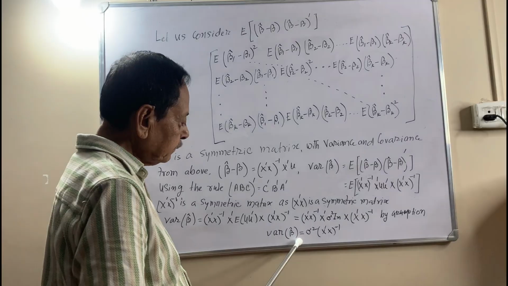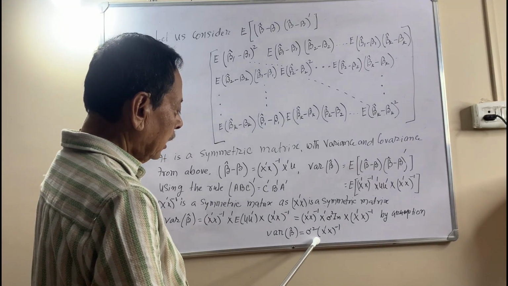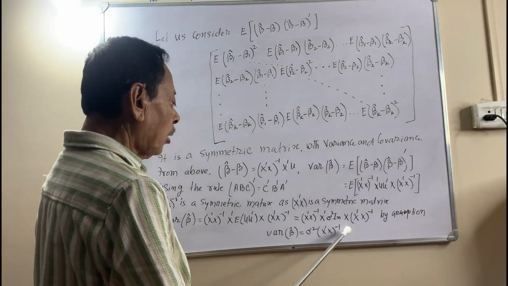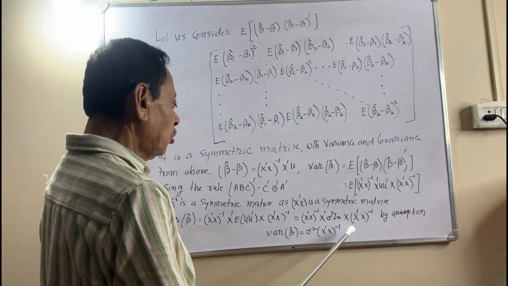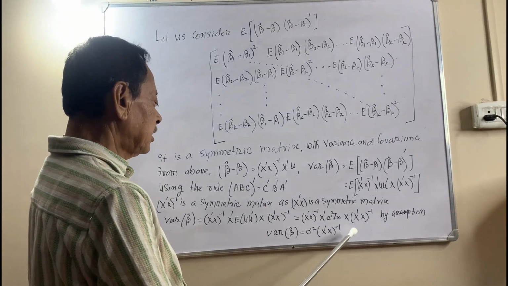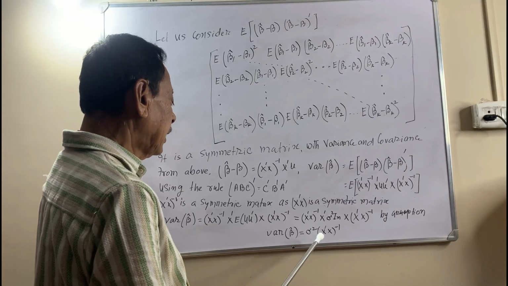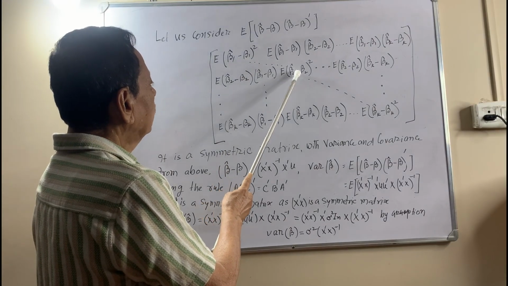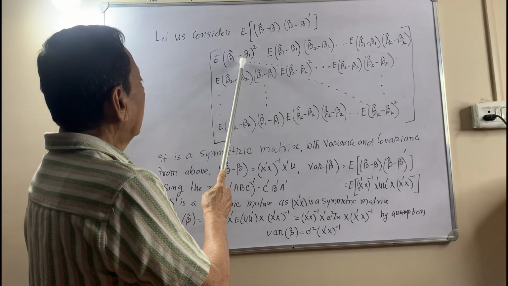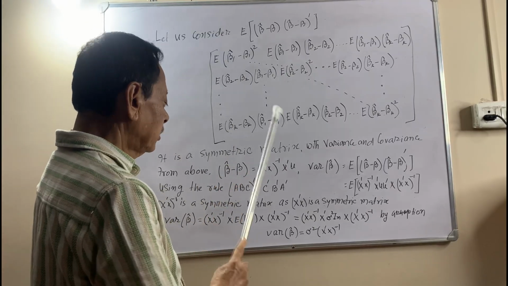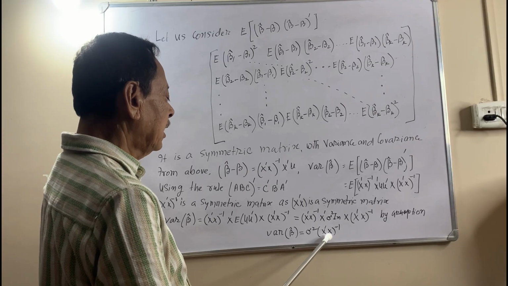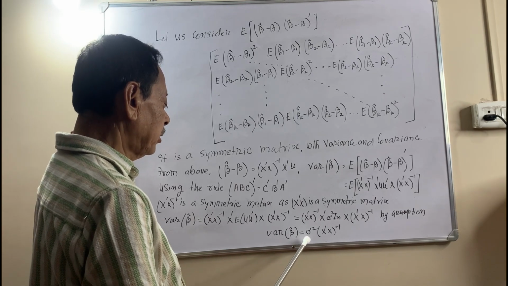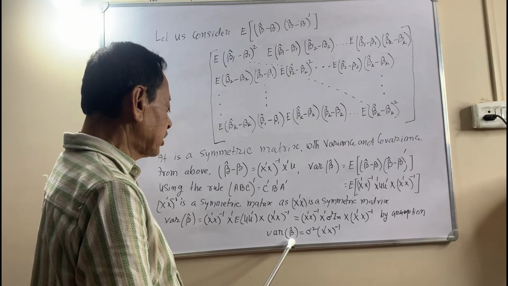So this means the diagonal elements will be the variances, and off diagonal elements are covariances. So covariances are 0, and variances are sigma square I. Now sigma is a constant variance, and if we take sigma square out, then what remains becomes an identity matrix. So variance of beta hat is equal to sigma square I n. That means our assumption is satisfied.